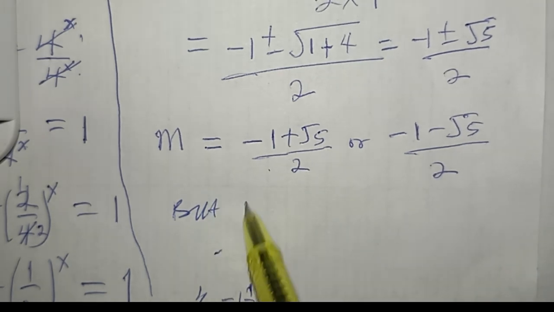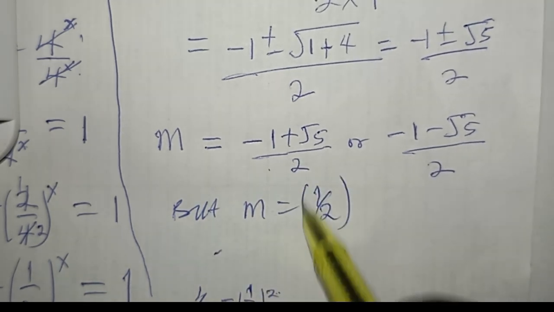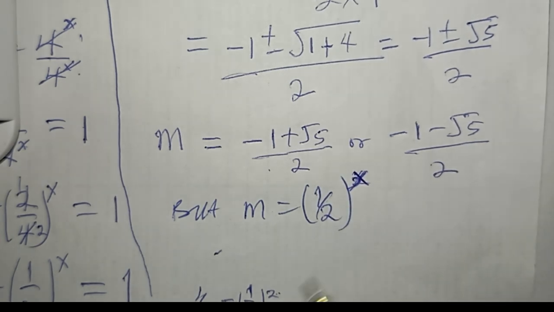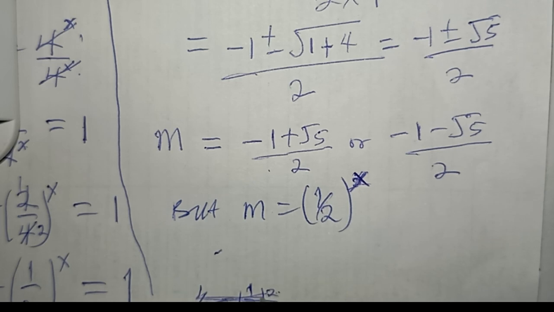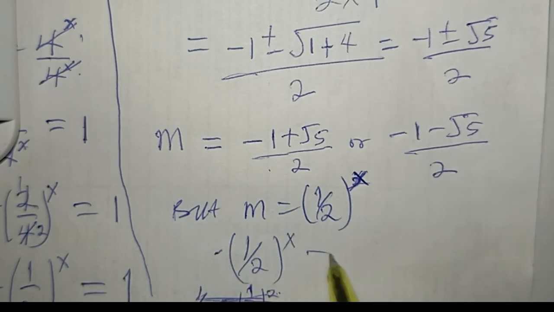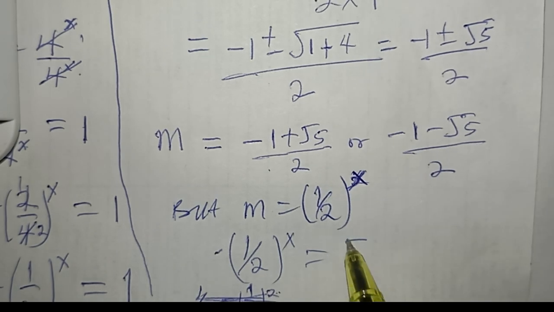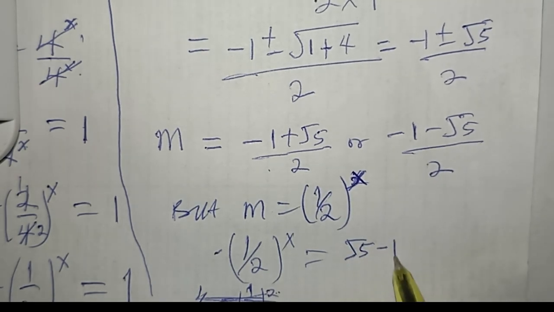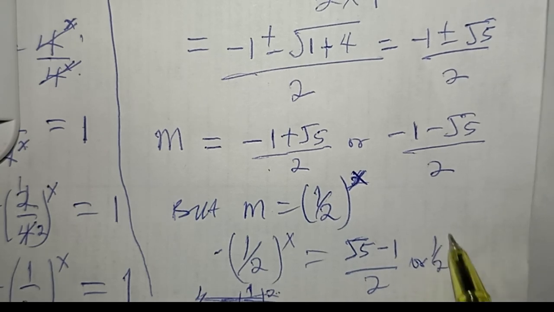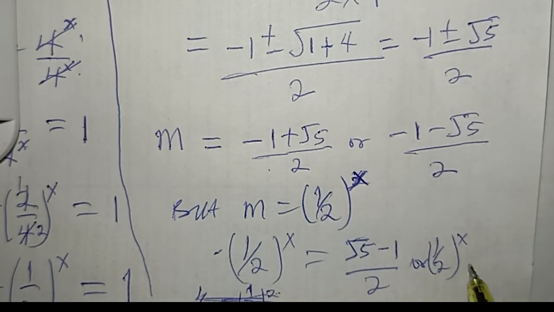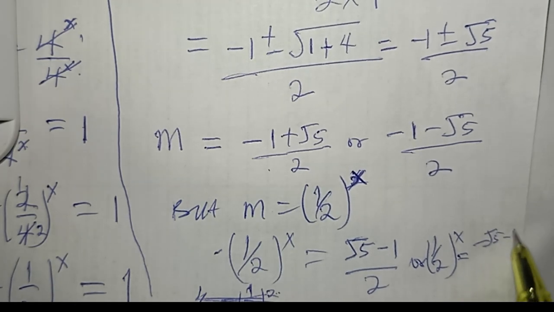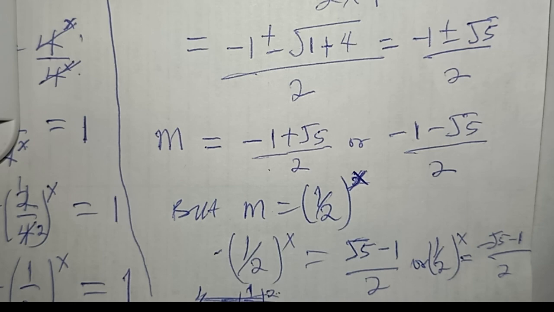But of course we set our m to be equal to 1 over 2 to the power x. So we're going to substitute this to find the value of x. So for this we have 1 over 2 to the power x is equal to root 5 minus 1 divided by 2. And of course you also have 1 over 2 to the power x is equal to minus root 5 minus 1, divided by 2.